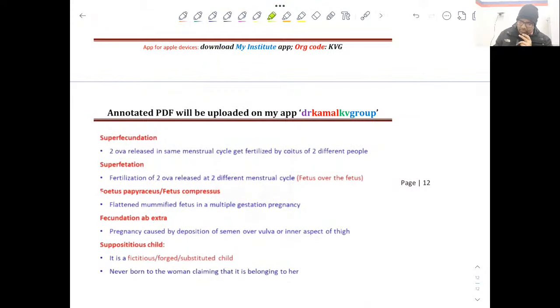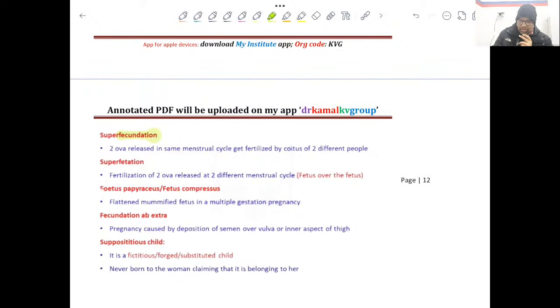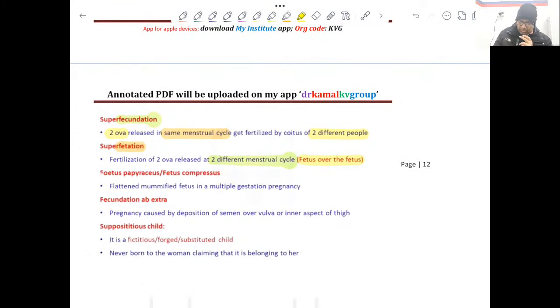So here are the terms. Superfecundation: same cycle but two different acts by two different people, and there is fertilization of two ova. And superfetation: two different cycles, and this is fetus over fetus. Then supposititious is a fictitious, forged or substituted child, and it means it is never born to the woman who is claiming that child to be hers, and there is some ill motive behind presenting that child to someone, right? So this is supposititious.